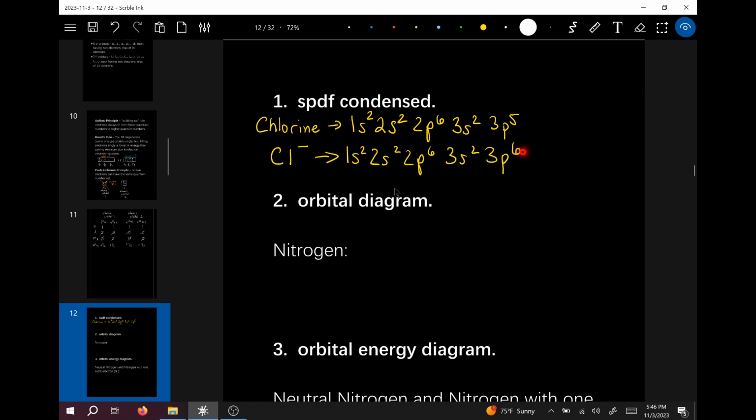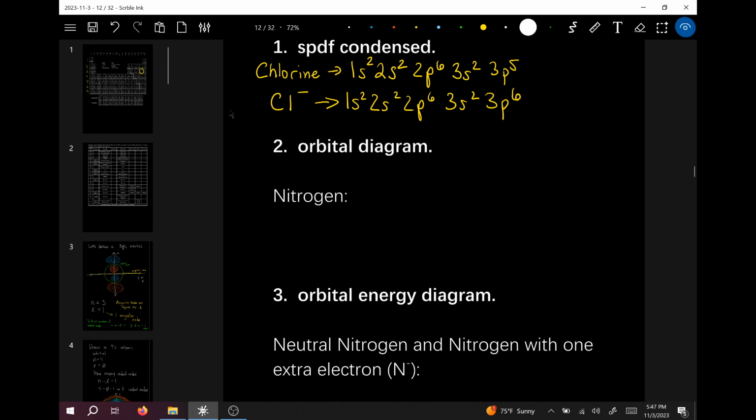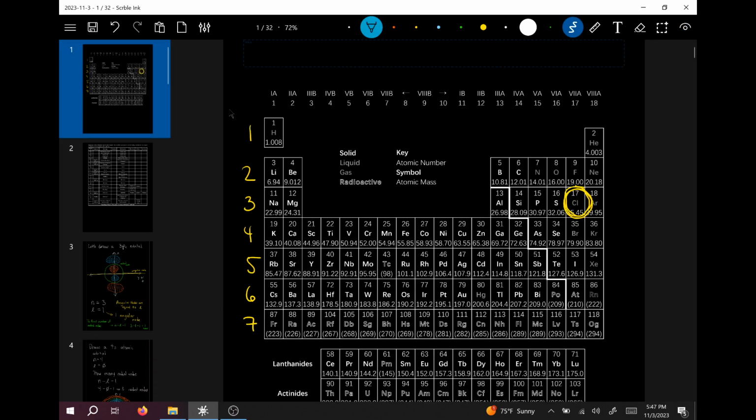Now, I do want to show you the shortcut method, but I want to finish the rest of this table first. So let's get to the orbital diagram. The orbital diagram is going to look like the little square method that we had before. Now, if I go to nitrogen real quick, because that's the example I'm going to look at, I'm going to use a different color here. Let's use blue.